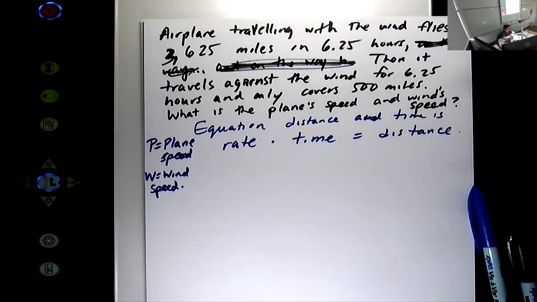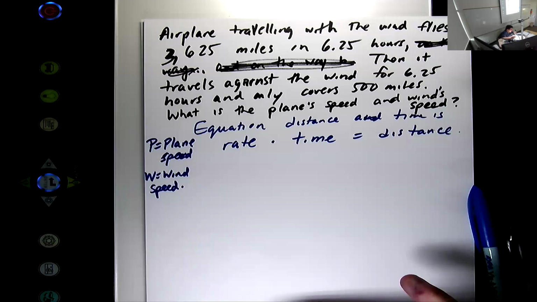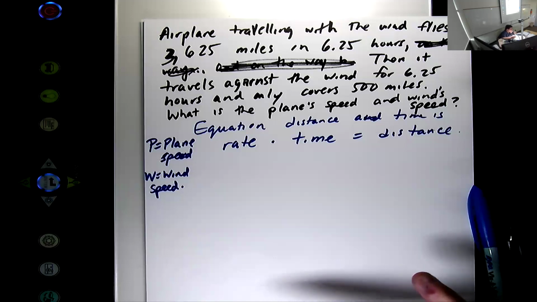The idea is when the plane is going with the wind, the wind is pushing it along, making it go faster than it is already on its own. Like if you got a sailboat and you're rowing, and the wind is filling the sails, the wind's pushing you along even if you're not rowing. And if the wind's not blowing, the rowing pushes you along, and when they're both going, they both push you along.